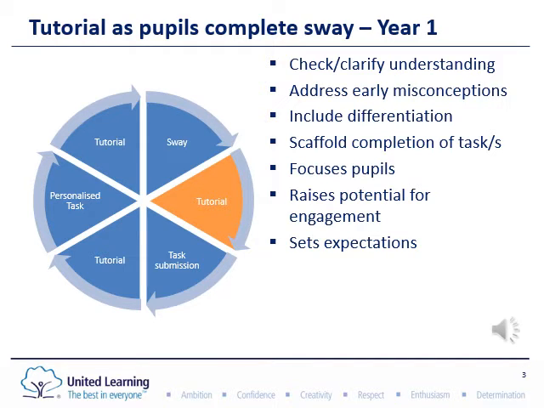And then the teacher followed up the SWAY with a tutorial reflecting on what the children had been doing independently, checking and clarifying misconceptions, addressing early misconceptions, including some differentiation by questioning target pupils, and then beginning to look forward to the next SWAY that they were going to be receiving and setting the expectations for engagement with that.